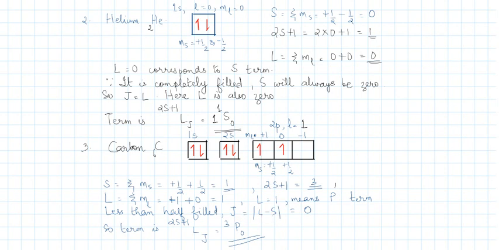Okay, now what is L here? L is 1. What is S here? S is also 1. And mod L minus S will be 0. So your term will be 3P0. Okay.